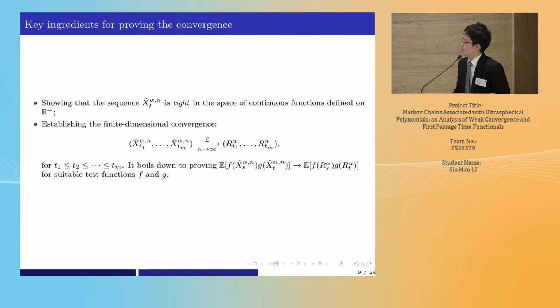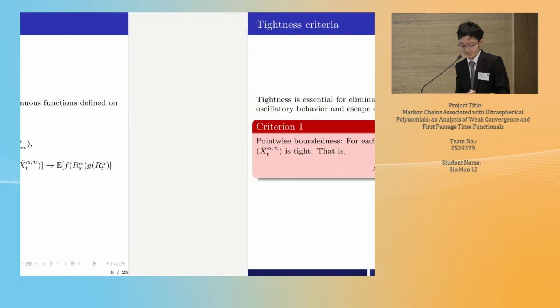Essentially, there are two main steps in proving the convergence. The first one is to prove that it is tight. Essentially, this is a compactness condition, so you want to prove that it does not escape to infinity or have some pathological oscillations. The second one is the finite-dimensional convergence, which is described here. Because the process is Markovian, it suffices to prove the convergence of the transition semigroup.